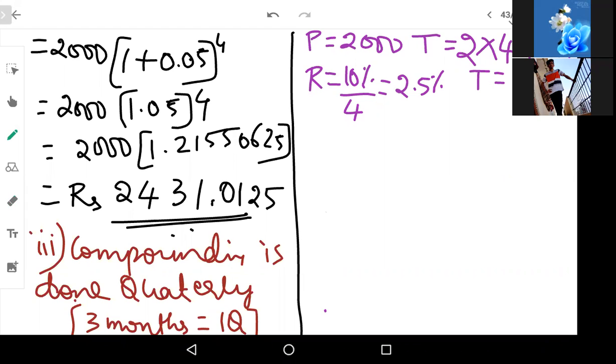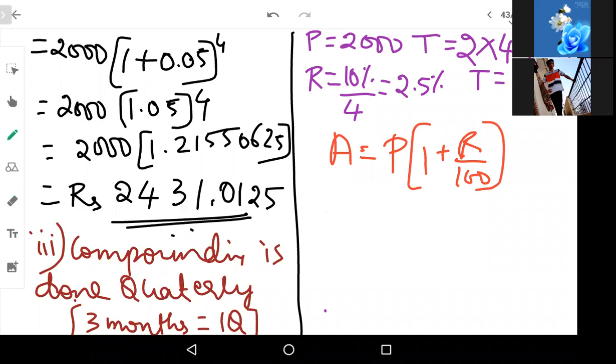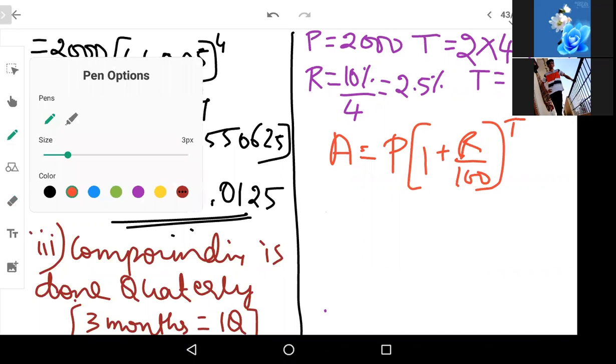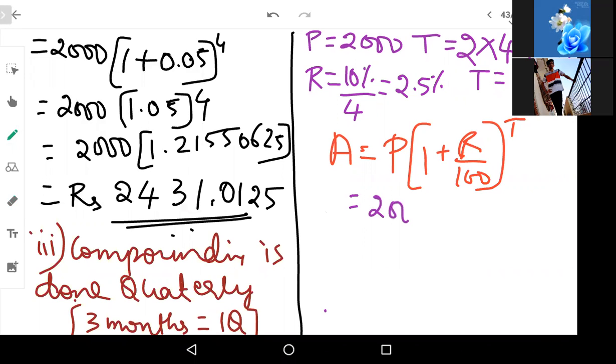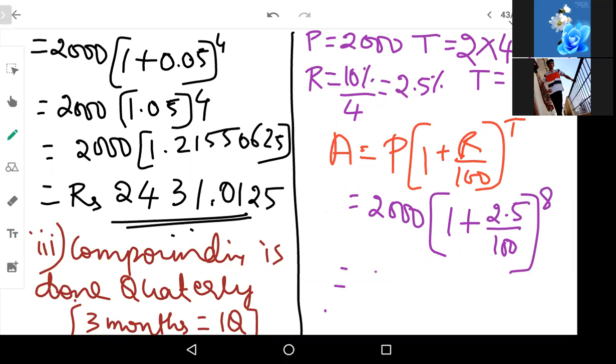Right? 10 by 4 is 2.5. Now with all this data, let us start solving the problem. Write the formula. Amount is equal to P into 1 plus R by 100 to the power T. So 2000 into 1 plus R, which is 2.5, divided by 100, to the power T, which is 8. So 2000 into 1 plus 2.5 by 100, how much do you get?